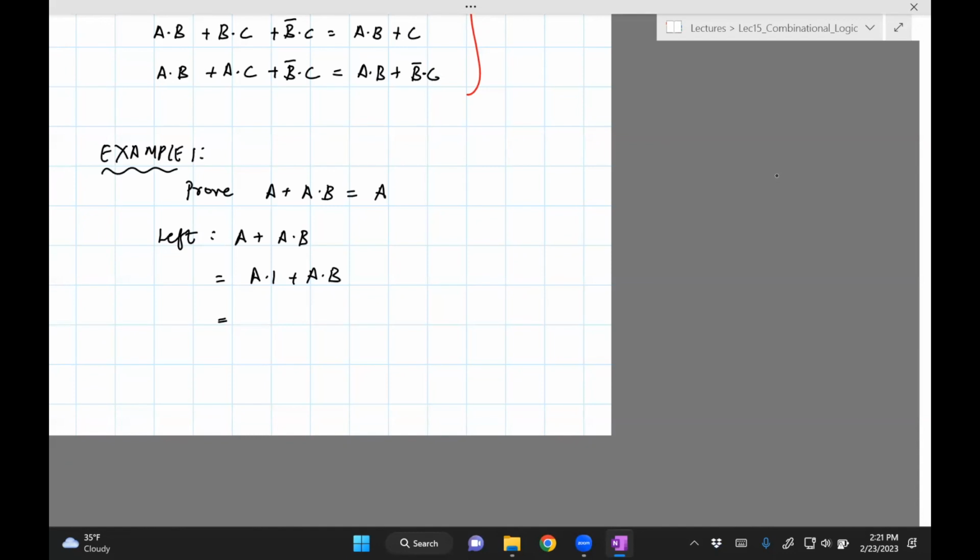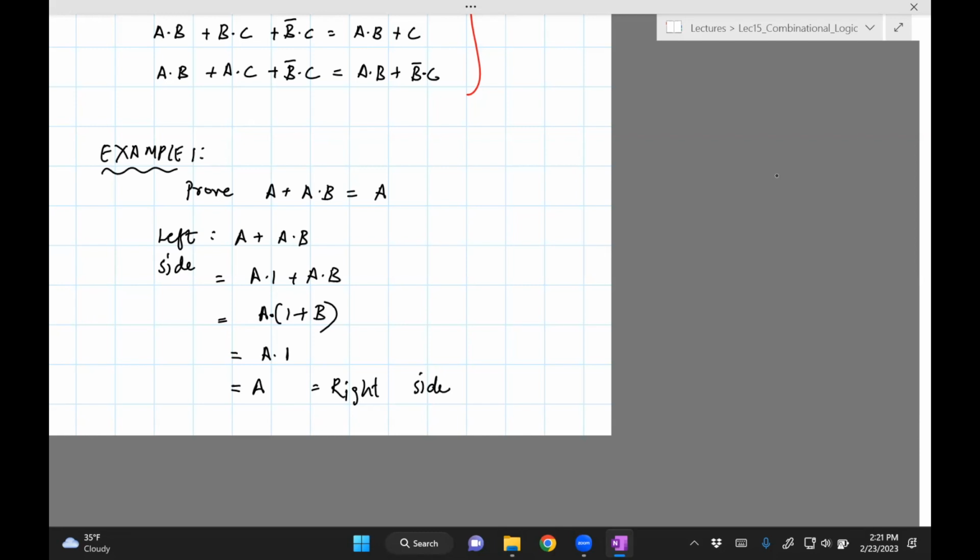We can then simplify this. We can use the distributive property, where I can pluck the A out as common. That is A dot (1 plus B), right? But 1 plus B is 1, because any OR with 1 is going to be 1. So this is A, which is the right side. This sort of proves without using the truth table that it's true. So that was very simple.